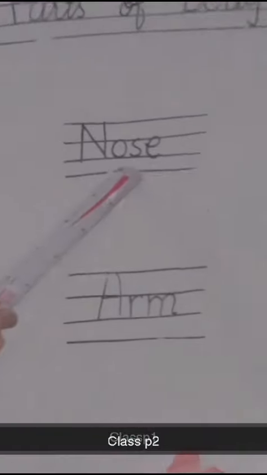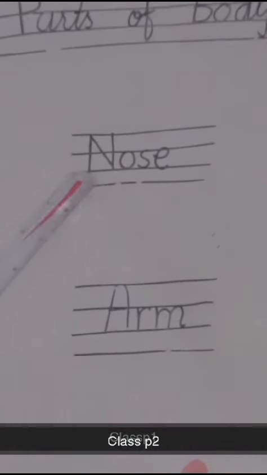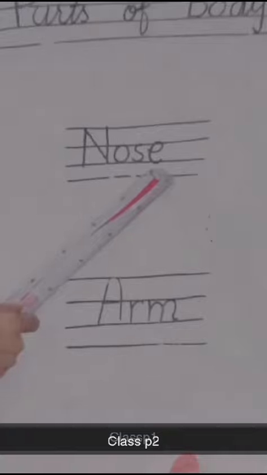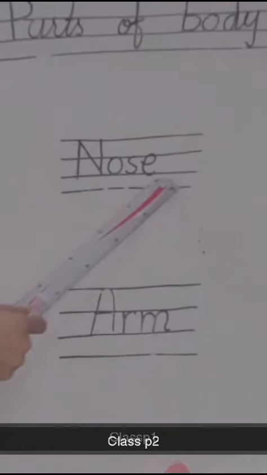E-Y-E. Our next part is nose. N-O-S-E. Nose. N should be capital. O-S-E should be written with two lines.